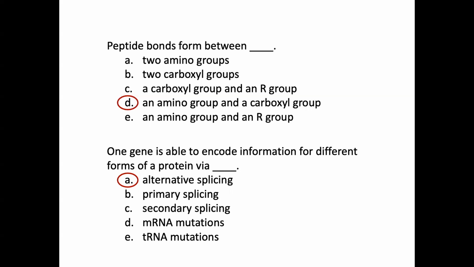tRNA mutations. Only D is a little bit confusing. But first, mutations are abnormal, and this question is not asking about a disease condition, so it does not really fit. Second, when we talk about mutations, we usually refer to mutations at the DNA level and protein level. We rarely mention mutations at the mRNA level. So only A is the right answer. It's much better than D, okay?